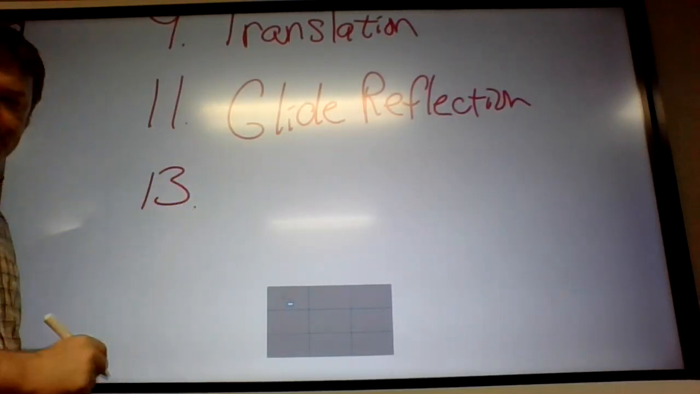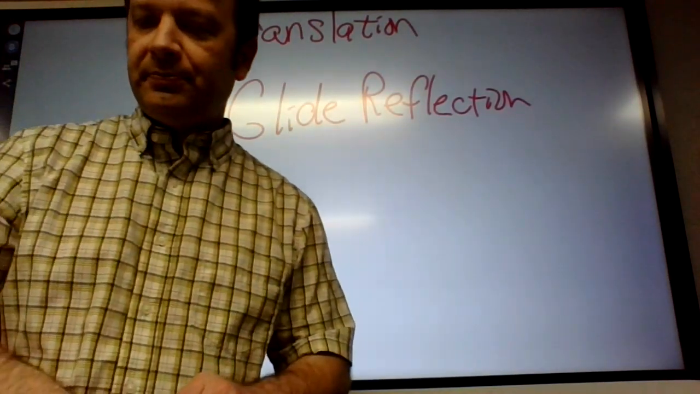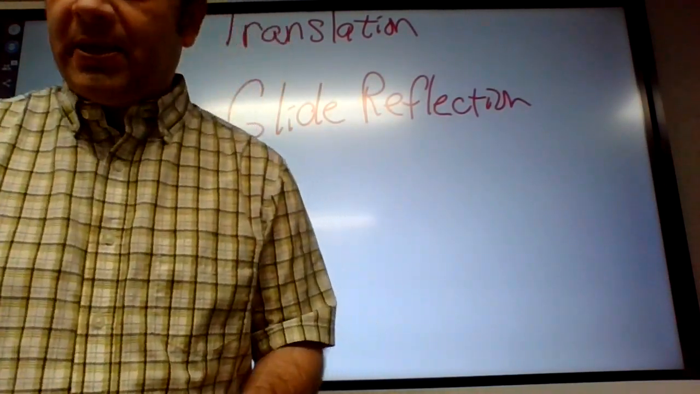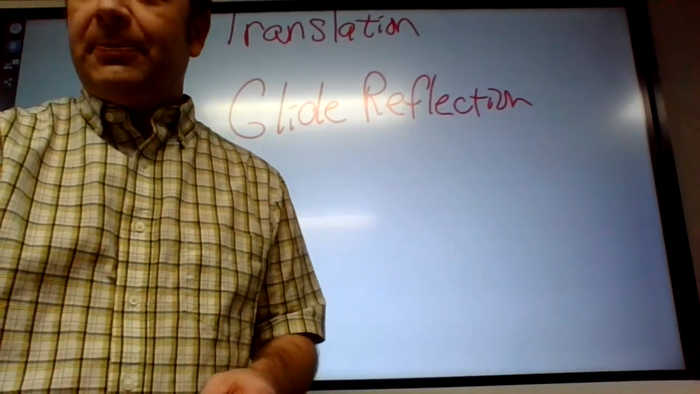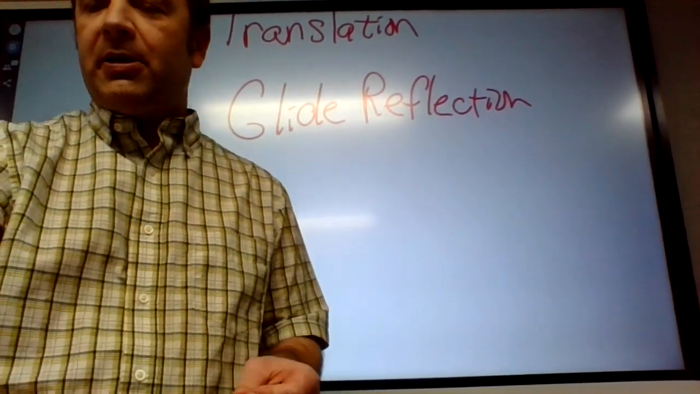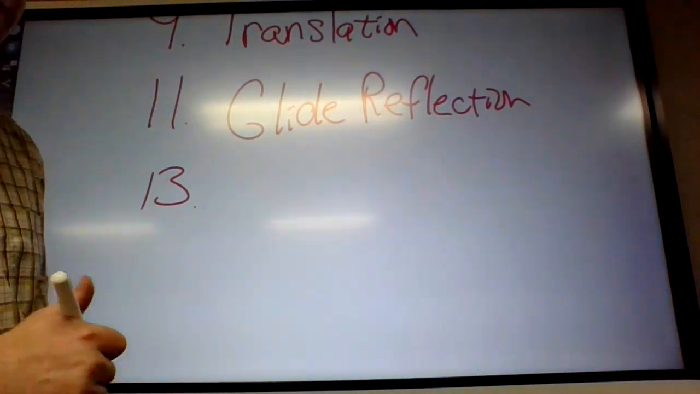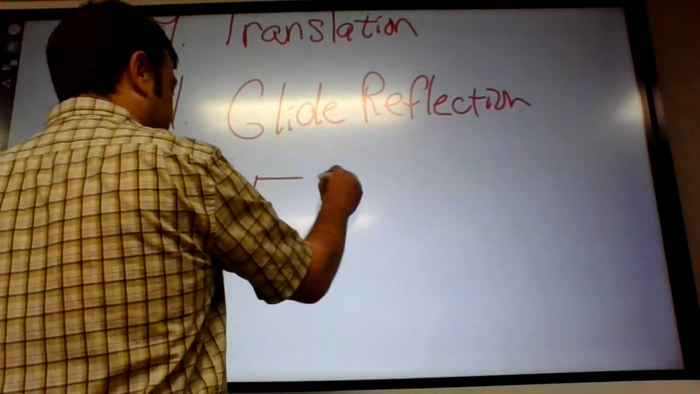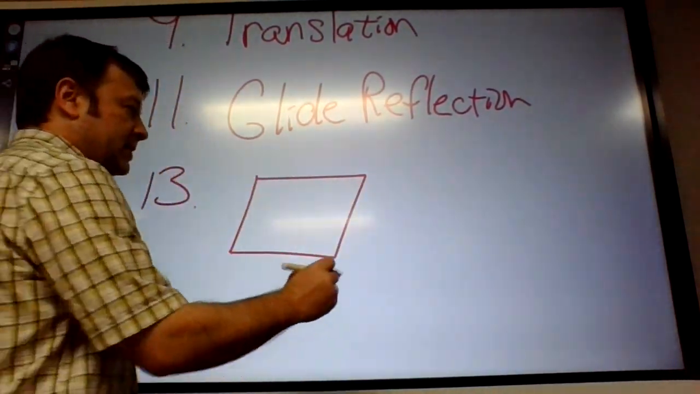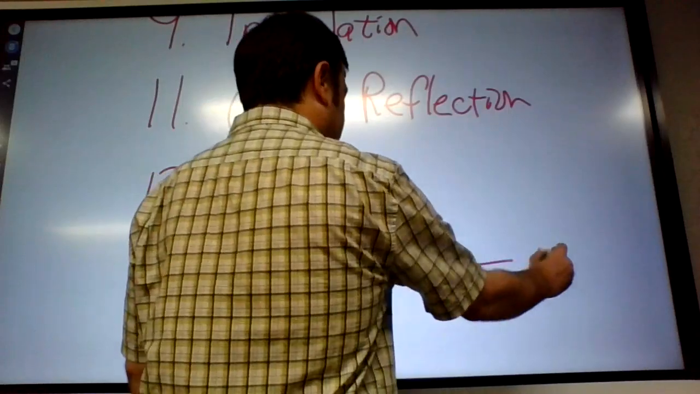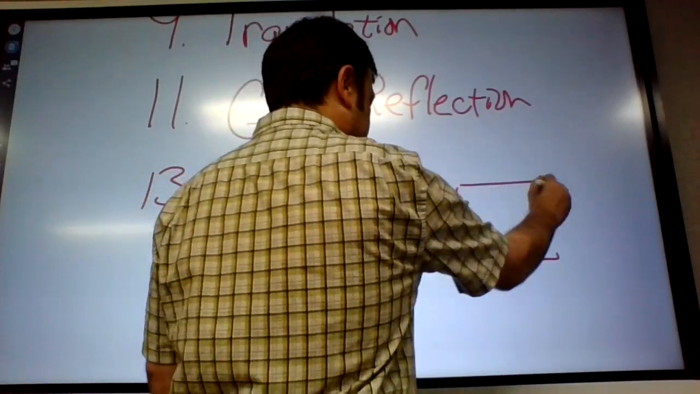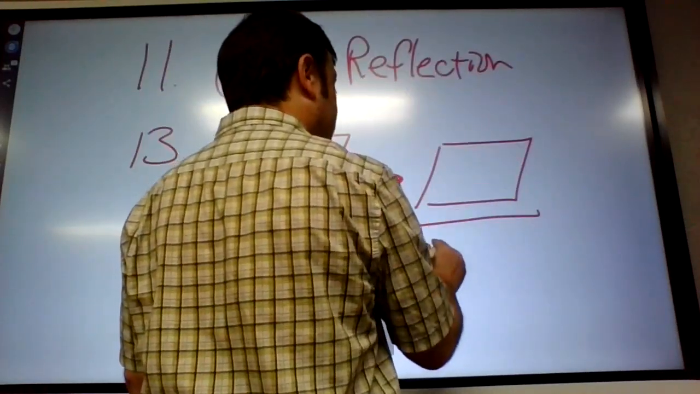Okay, 13. You guys can figure it out. All right, 13, a parallelogram. It says describe the image of each figure after the stated transformation. Parallelogram, and it's supposed to do a glide reflection. So if you shift this image over and then flip it upside down.